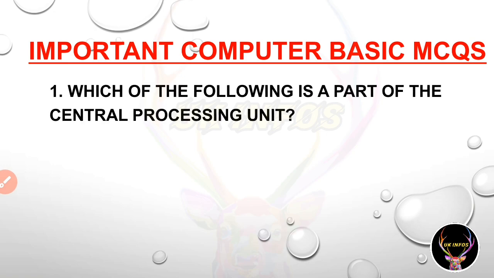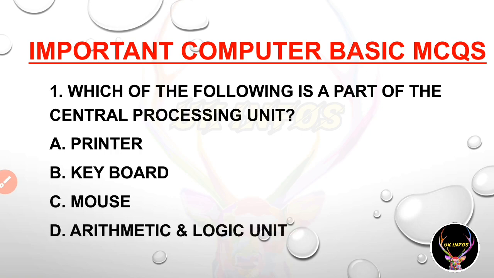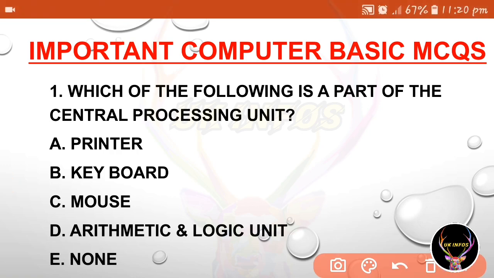Question number 1. Which of the following is a part of the central processing unit? Printer, keyboard, mouse, arithmetic and logic unit, or none? So the answer is arithmetic and logic unit.